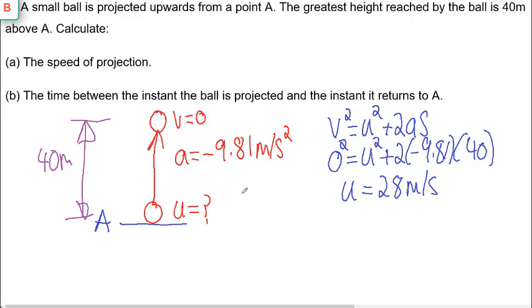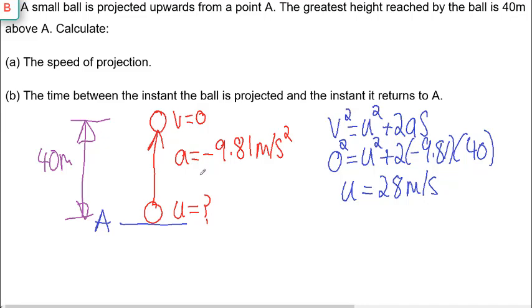Now, in the second part of the question, we're told that the time between the instant the ball is projected and the instant it returns to A is to be calculated. So basically, this time here, the time it goes up in the air, and the time it comes down. Now, since the only force acting is gravity, the time going up will equal the time going down. So just find the time going up and multiply by 2.